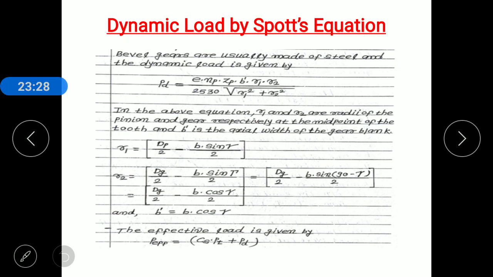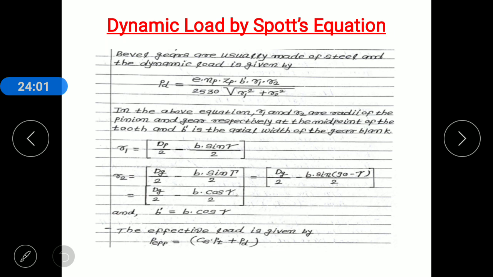After that, the dynamic load is found by using two equations, the Spott equation or the Buckingham equation. Bevel gears are usually made of steel, and the dynamic load is given by the Spott equation: P suffix D is equal to E n suffix p z suffix p b dash. Remember that b dash r1 r2 divided by 2530 under root r1 square plus r2 square.